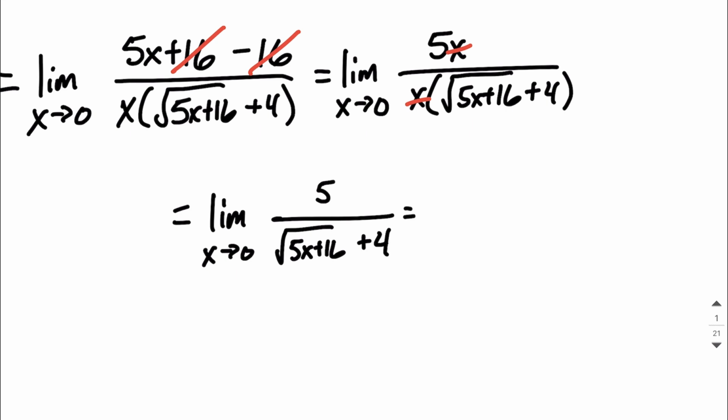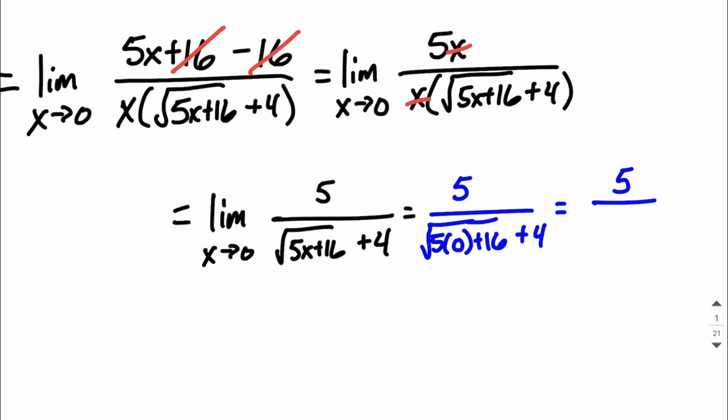And we're to the point that we can go ahead and evaluate this by plugging 0 back in for our x. So at this point, we get 5 over the square root of 5 times 0, that's where we're evaluating, plus 16, with a plus 4 out here. Let's think about how that breaks down. Well, we end up with 0 times 5 makes 0 plus 16. So that's just 16 remaining underneath the radical. Bring along that plus 4.